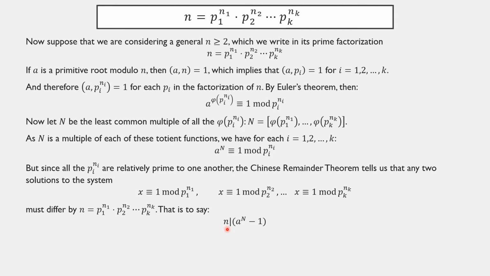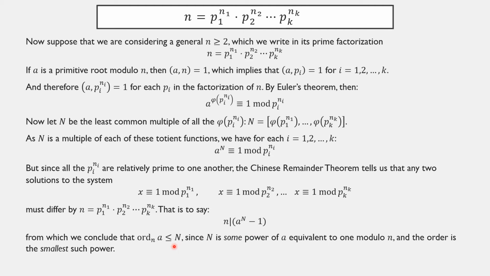Therefore, n, which is a product of all of these bases, must be a factor of whatever happens to solve all of these, such as a to the capital N. A to the capital N is a solution to all of these equivalences, but 1 is also a solution to all of these equivalences. So n must be a factor of this difference. Therefore, a to the capital N is equivalent to 1 modulo n. Now, capital N is some power of a equivalent to 1 mod n, so the order cannot be any larger than that.